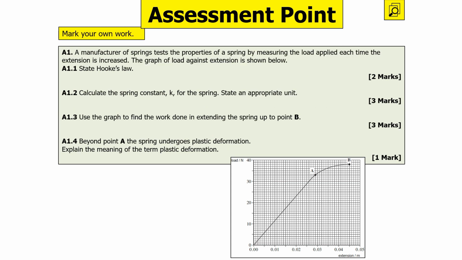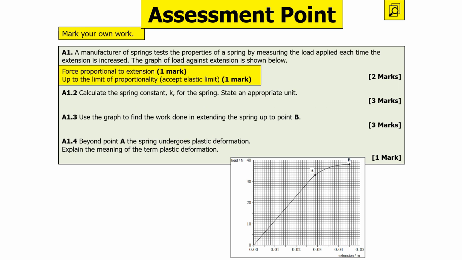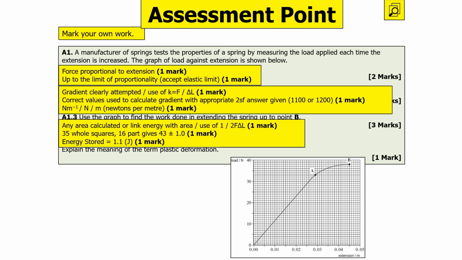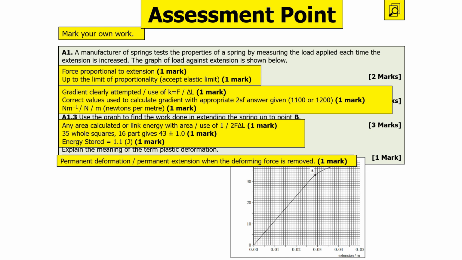Right, so Hooke's law, like I said, is the force is directly proportional to the extension up to the limit of proportionality. The spring constant is the gradient of the force extension graph, so it's about 1,100 newtons per meter. The work done is the area under the graph, so when you work it through, you're getting about 1.1 joules. And plastic or inelastic deformation is when you have a permanent deformation when the deforming force acting upon it is removed. It's the opposite of elastic.